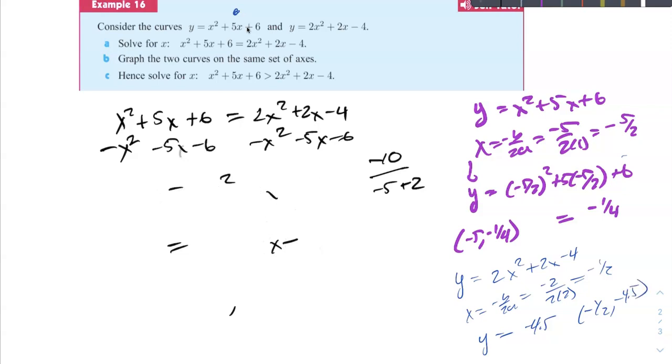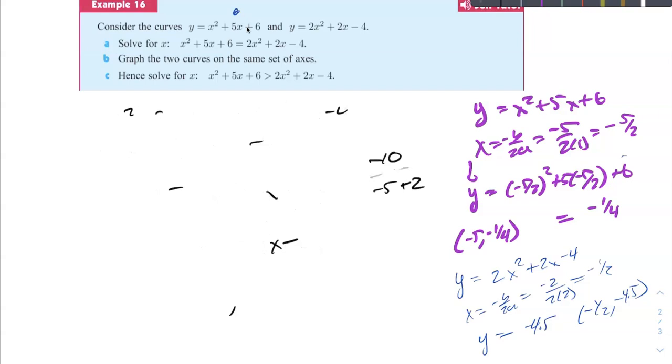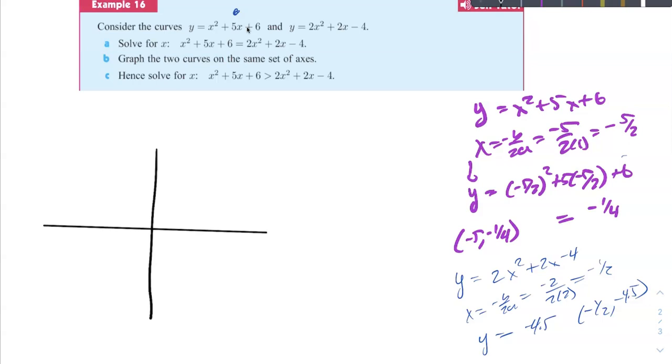Let me erase this because I do need a graph. I want to show you how a graph looks. Okay, so let's do purple first. So my vertex is negative 5 halves and negative 1/4.